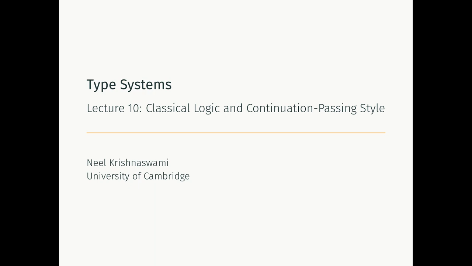In the previous lecture, we saw a proof system and term syntax for classical logic, and we sketched out an operational semantics for it. And so in this lecture, we're going to continue the computational interpretation of classical logic, and we're going to connect it to an important implementation technique for functional languages called continuation passing style.